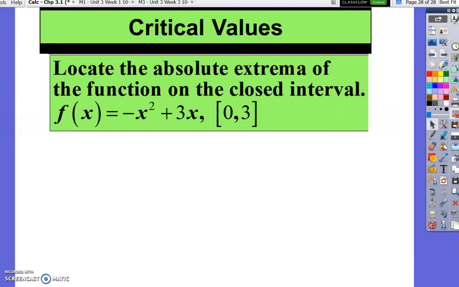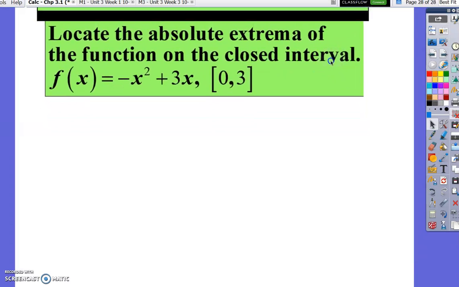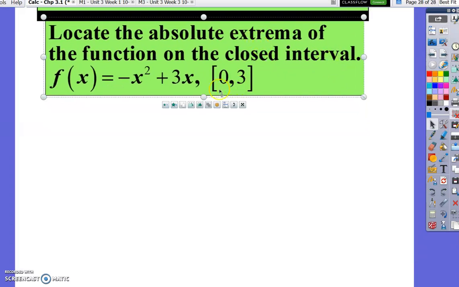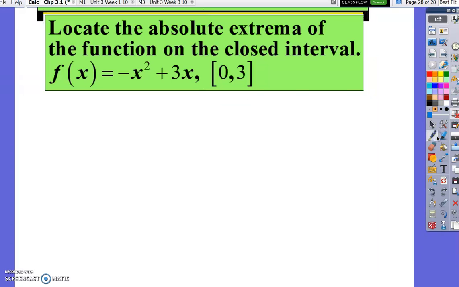So we're trying to locate the absolute extrema of the function on the closed interval. To do that, we need to first identify the critical values. What we're going to do is fairly straightforward. We're going to find the derivative of the function first. That's our first step. So f prime of x equals negative 2x plus 3.